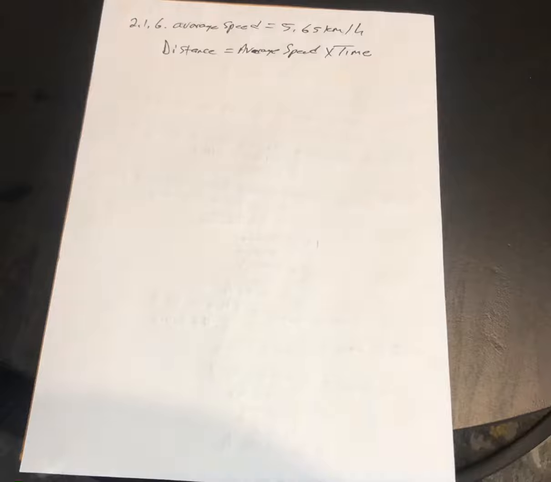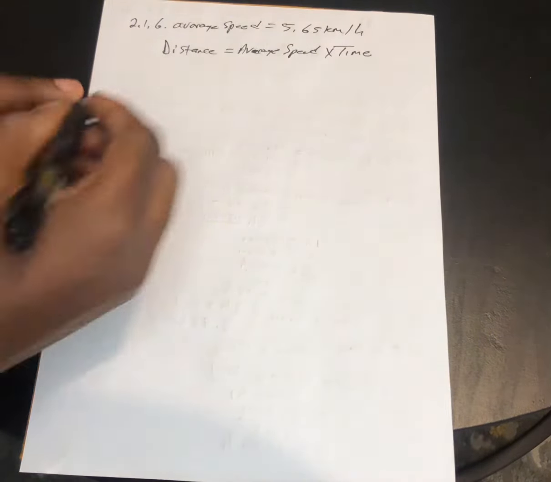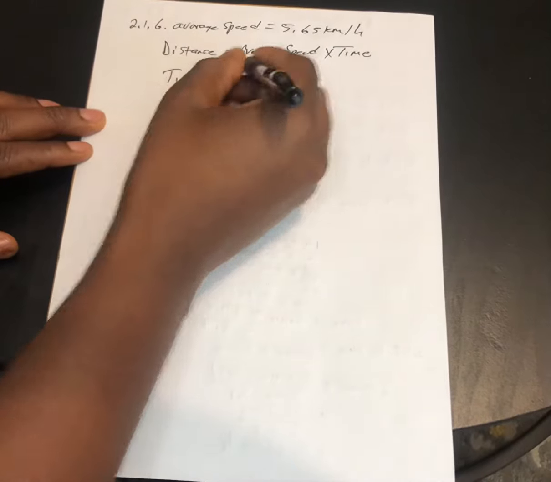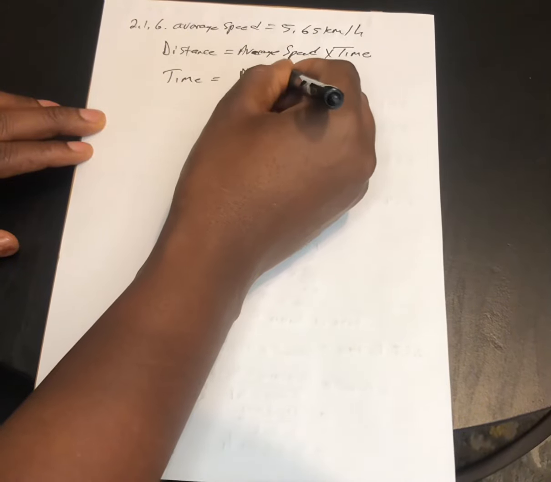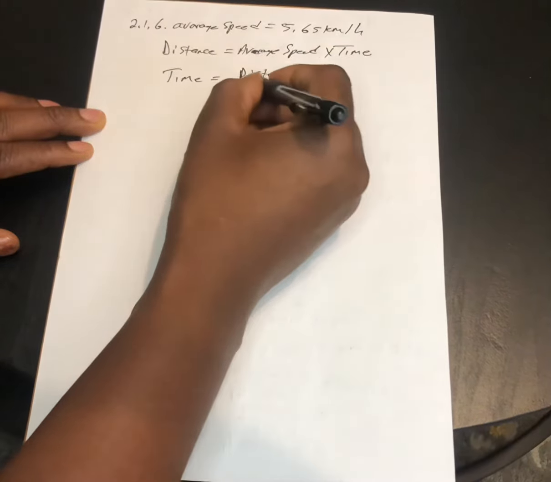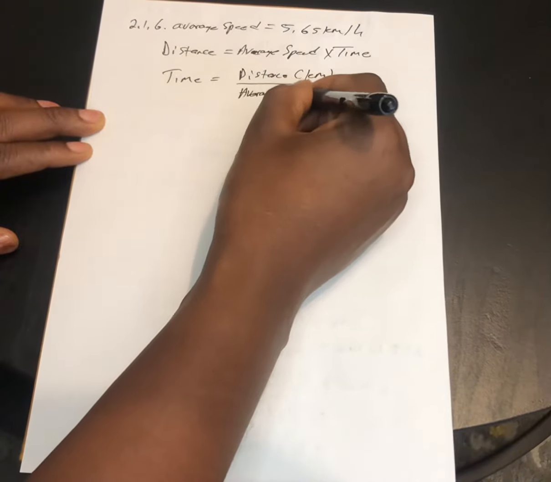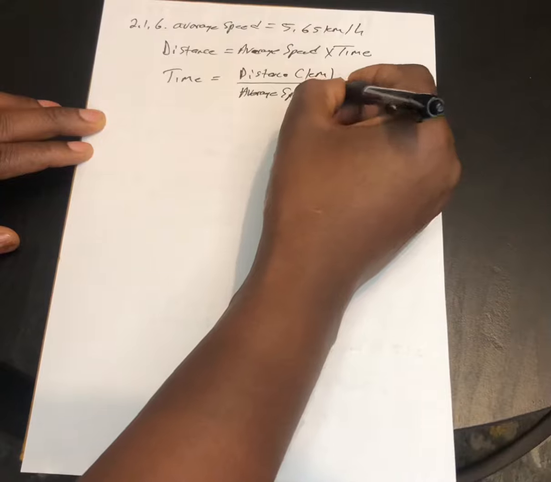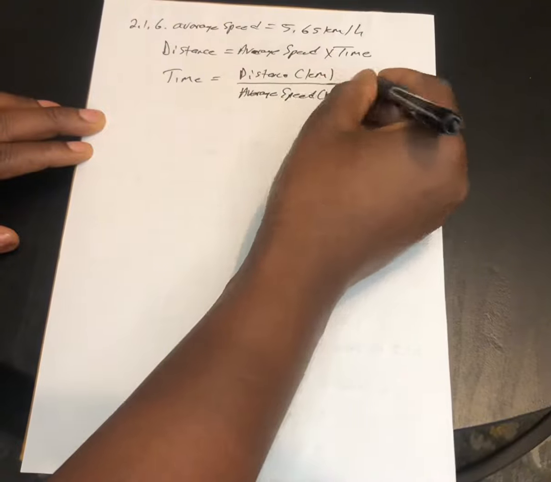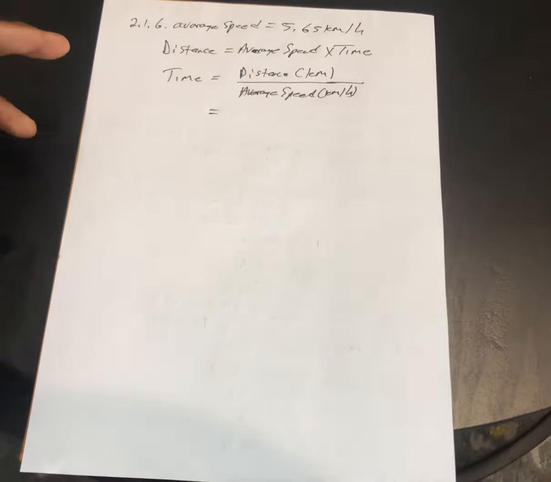So this is the very same equation that we're going to use. But looking at this, we are looking for what? We are looking at time, because they're asking at what time. So now we must make time the subject of the formula, meaning that we are going to divide everything by average speed. Our equation is now time is equal to distance, not to forget our distance is in kilometers, divided by the average speed. And our average speed is in what? Kilometers per hour.